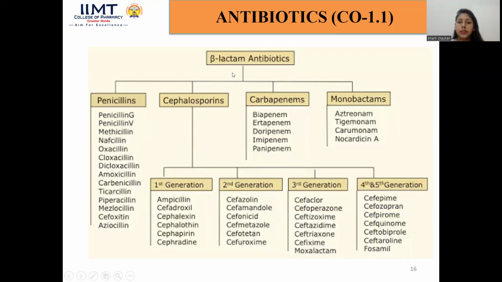Next, about the classification, beta-lactam antibiotics are divided into 4 classes, which are penicillin, cephalosporin, carbapenem, and monobactam. Penicillin, these are the drugs that fall under this class, and cephalosporin is further divided into generations: first, second, third, fourth, and fifth, which we have been using right now, and these are the drugs.